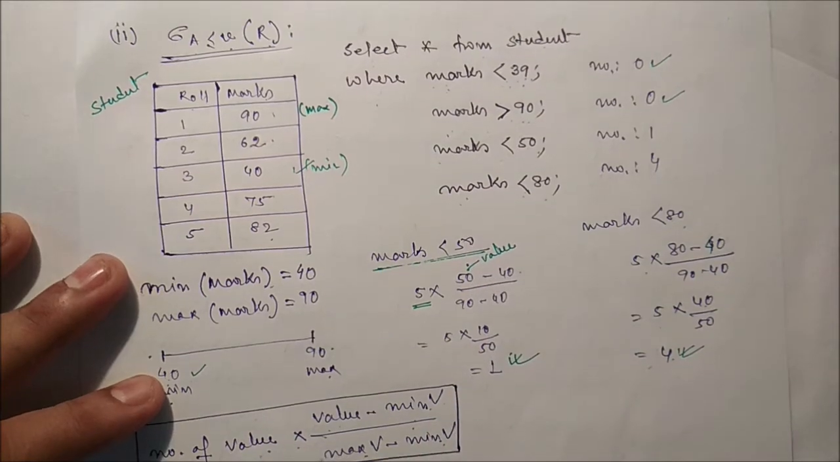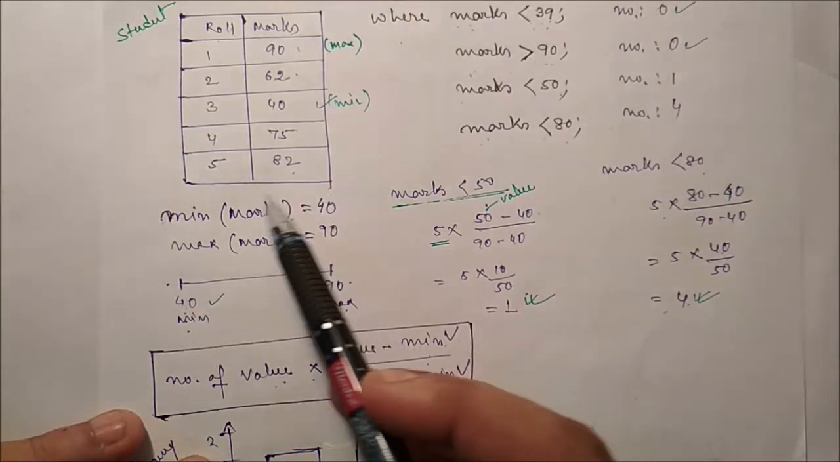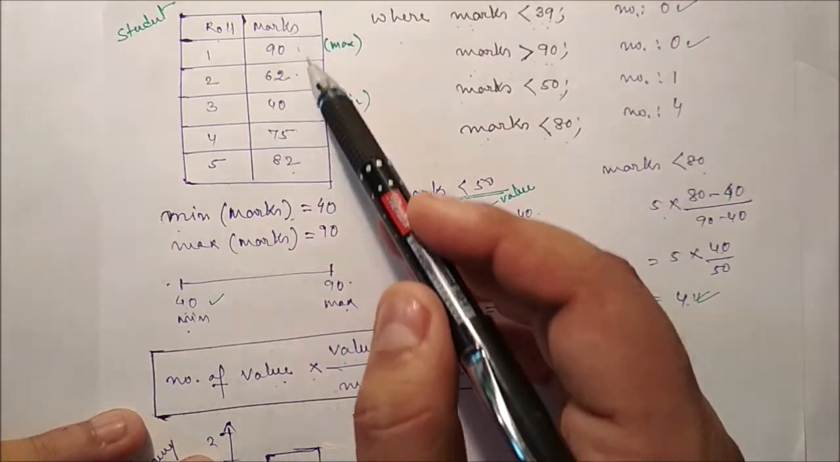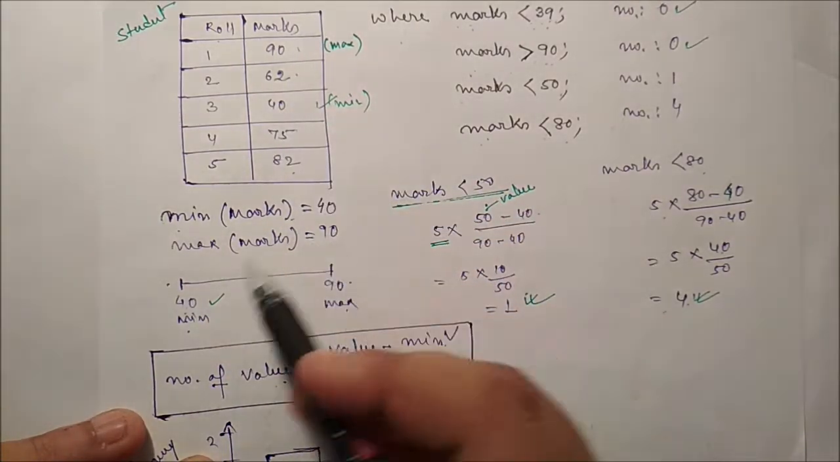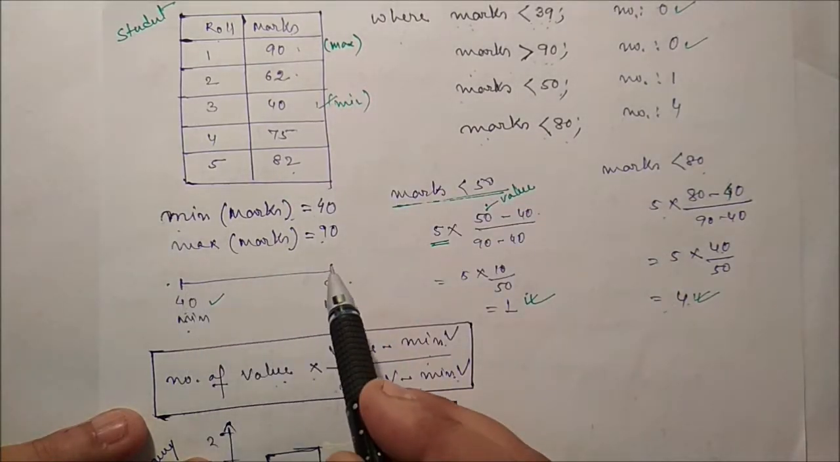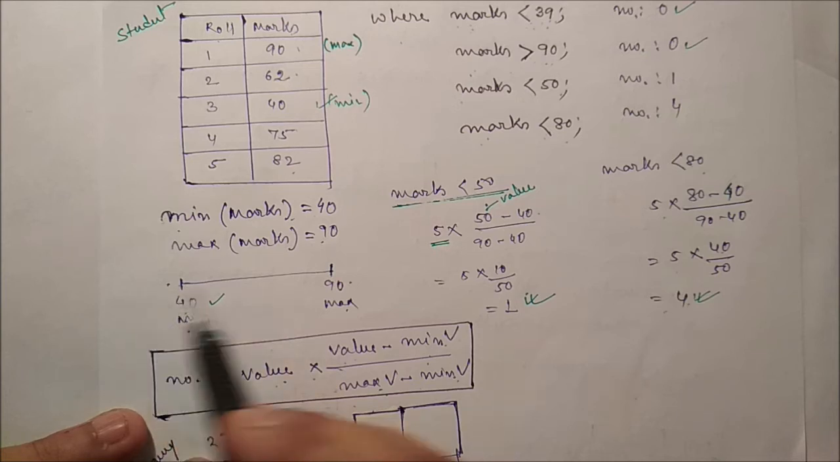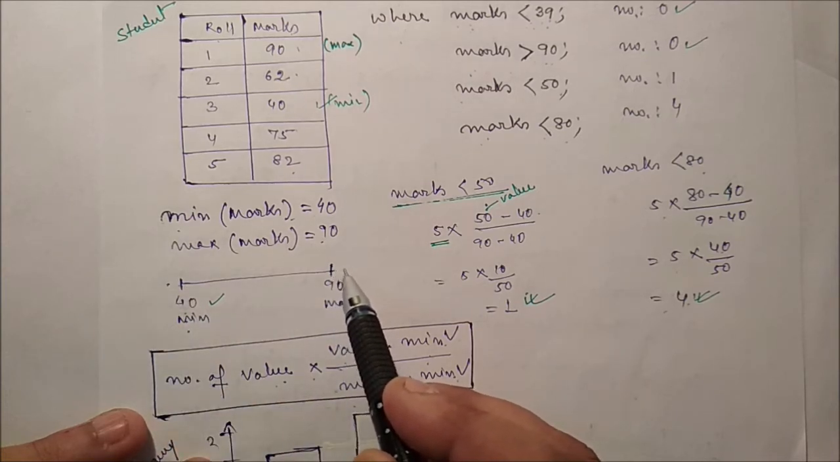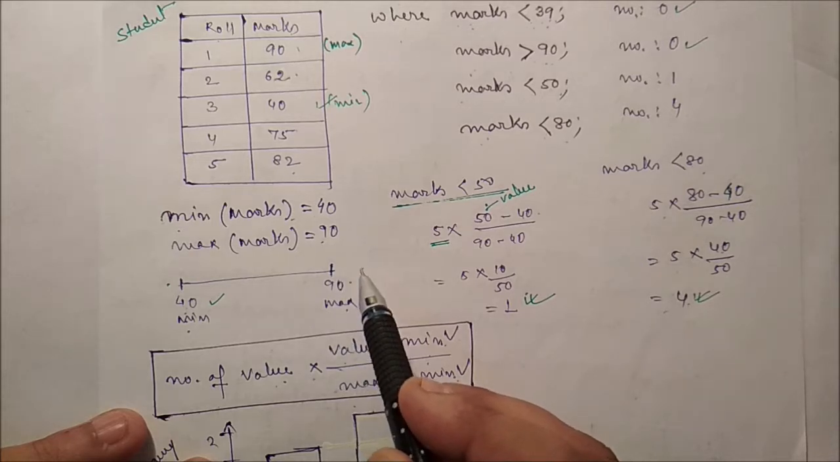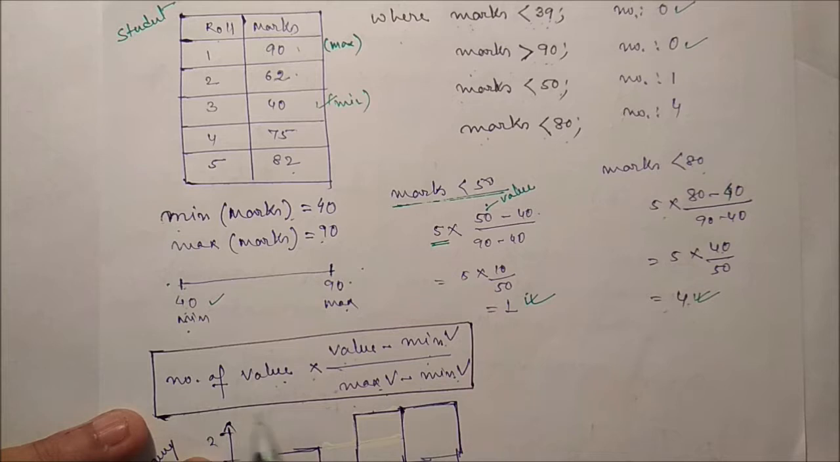Okay, now before that we need some more statistical information. Say one table is there where the minimum marks is 40 and the maximum marks is 90. So this is nothing but our range. If any value is less than 40, there is nothing there, it will be 0. Any value more than 90, definitely the number of records is 0. Now if any value is in between 40 and 90, we have to use this particular formula.